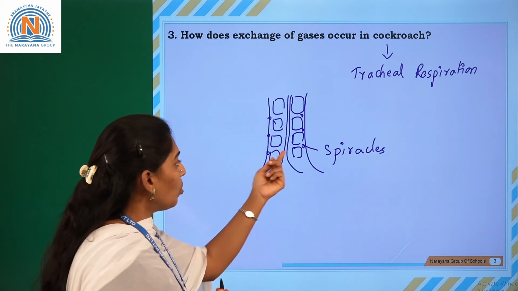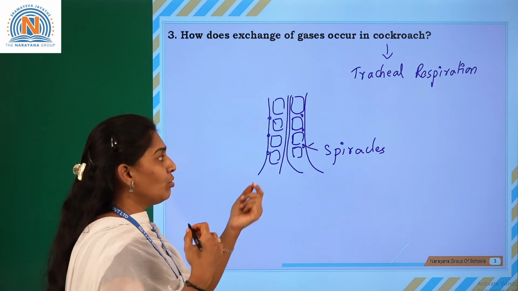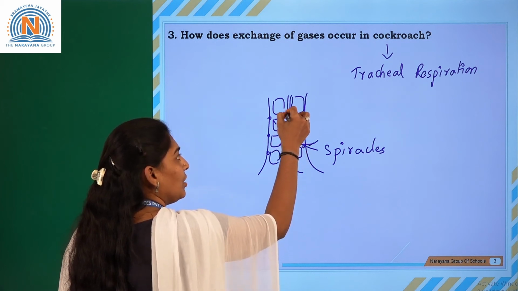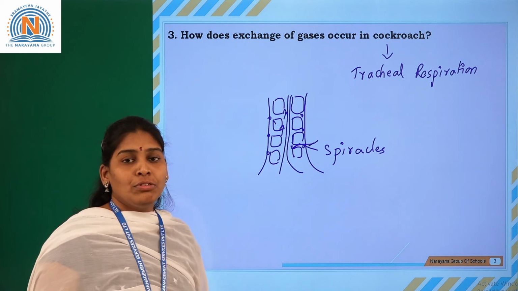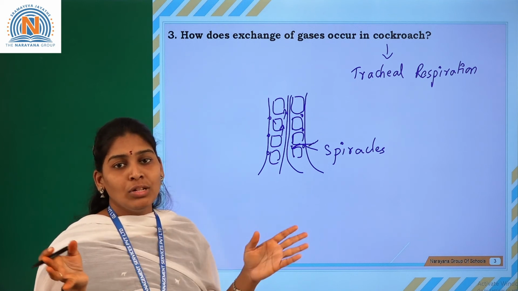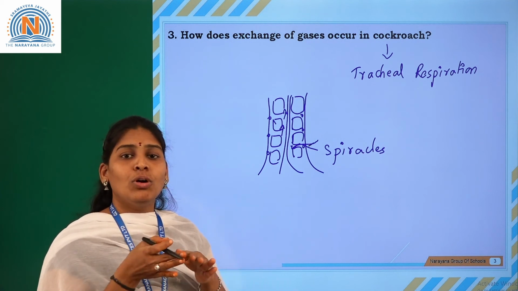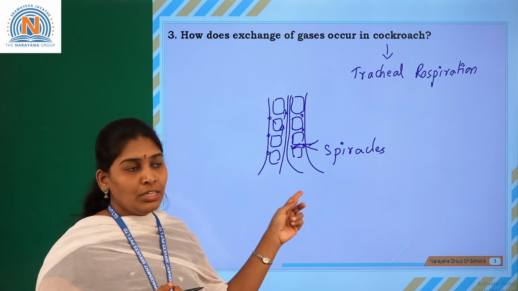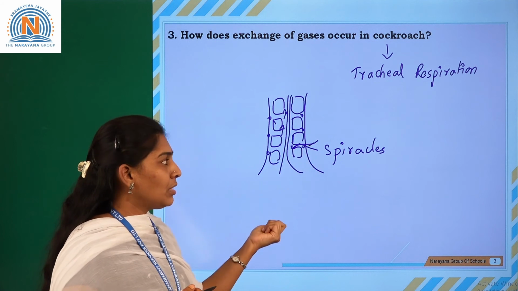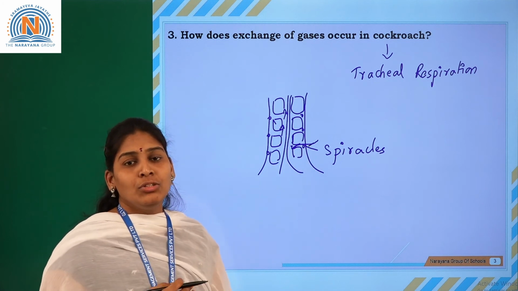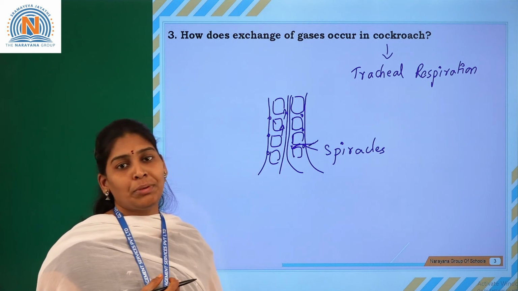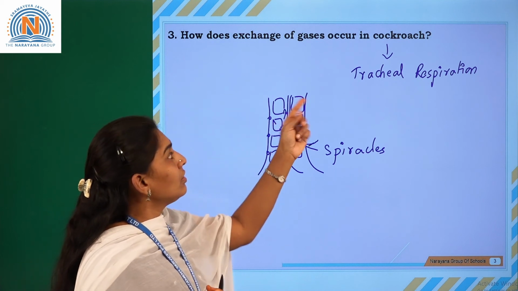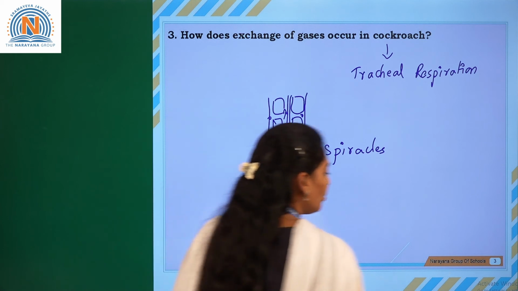Through these openings, the air enters the tracheal system and reaches all parts of the body. Through the trachea, the gases are exchanged and sent to all the parts of the insect, the cockroach. So the spiracles are very important here. They absorb air through the external pores, and through the trachea it can be sent to all parts of the body. This is how exchange of gases occurs in cockroaches. Let us go to the next question.